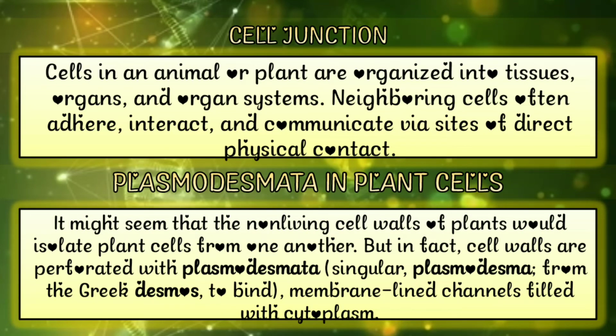Cell junctions. Cells in an animal or plant are organized into tissues, organs, and organ systems. Neighboring cells often adhere, interact, and communicate via sites of direct physical contact. Plasmodesmata in plant cells. It might seem that the non-living cell walls of plants would isolate plant cells from one another, but in fact, cell walls are perforated with plasmodesmata, membrane-lined channels filled with cytoplasm.